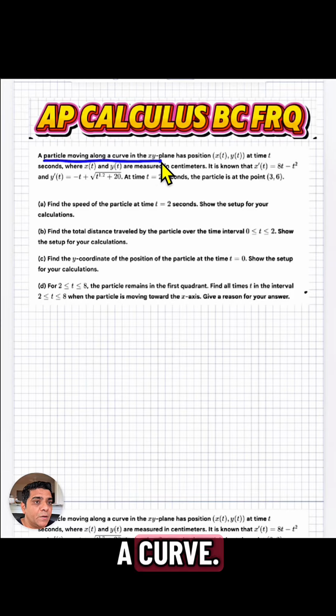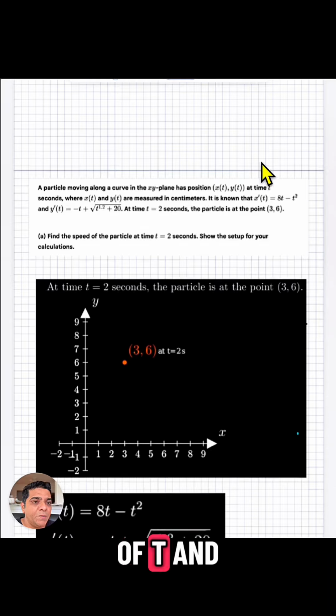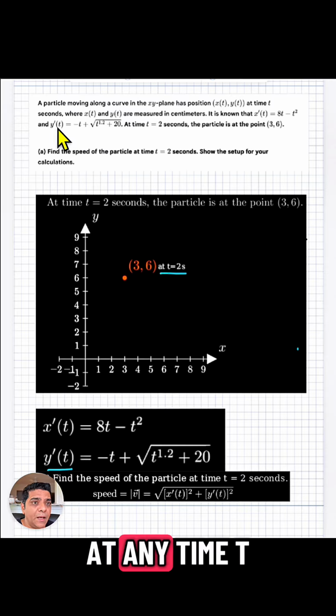A particle is moving along a curve in the XY plane. It has position x(t), y(t) at time t, measured in centimeters, and x prime of t and y prime of t have been given. X prime of t and y prime of t are the velocity at any time t.